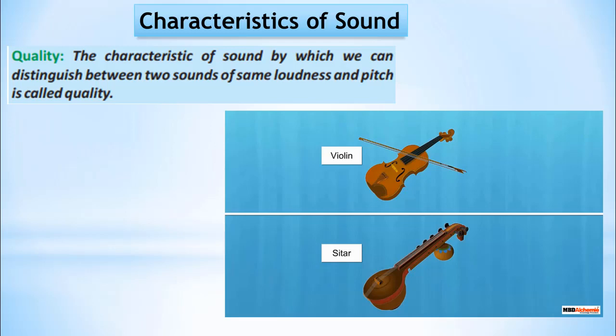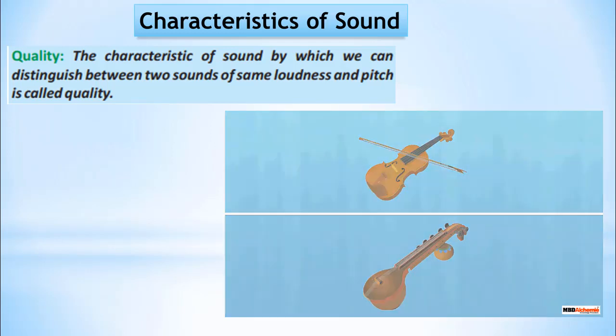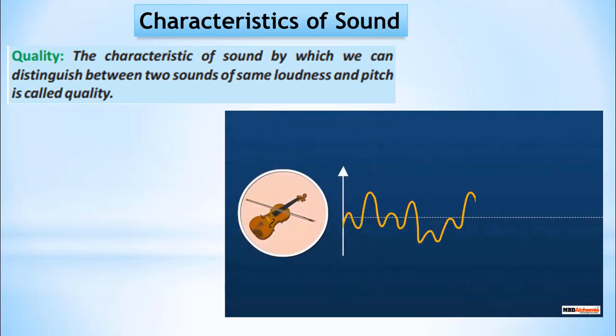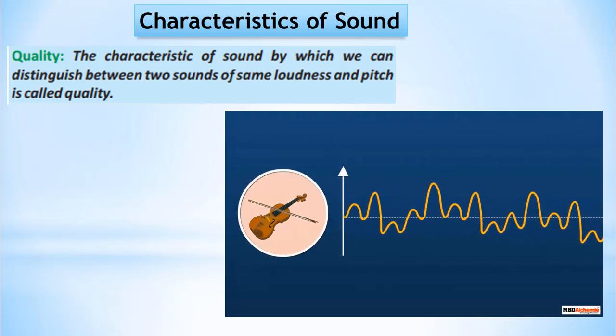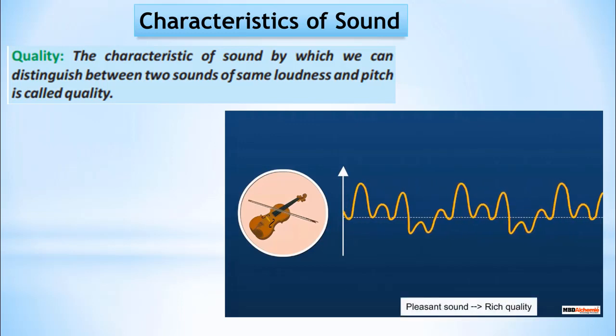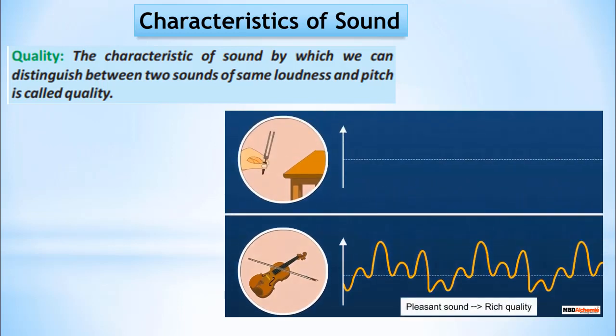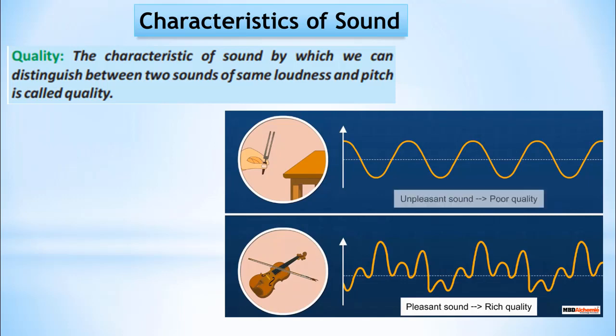The sound produced by both the violin and sitar are pleasant to listen to. Thus, these sounds are of rich quality. On the other hand, the sound produced by a tuning fork is not pleasant to hear and hence is of poor quality. I hope students you got it.